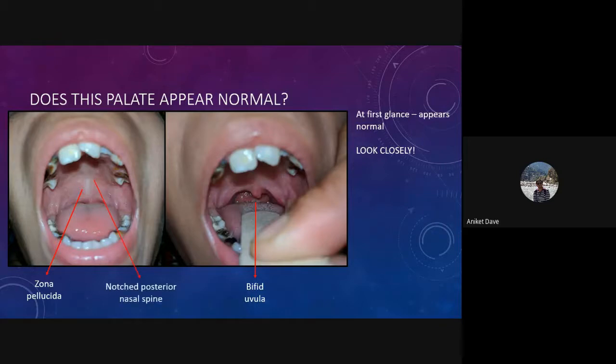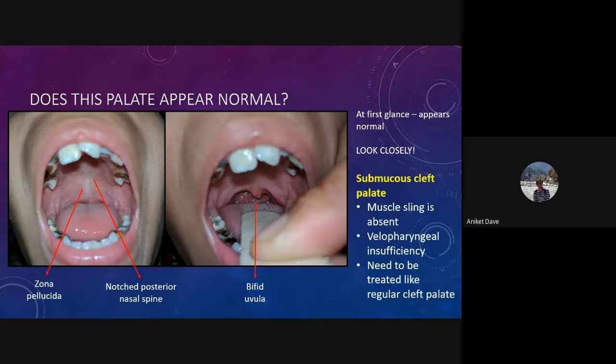When I palpated the palate of this child, I found a notched posterior nasal spine. These are the typical features of the triad of something called the submucous cleft palate. This is a variant of a cleft palate. It's practically a cleft palate in all functional senses, because the muscle sling is absent and the muscles are abnormally inserted, just like a cleft palate. It's just that the mucosa in the midline has fused somewhat, but there is velopharyngeal insufficiency, that is, the function of the soft palate is abnormal, and these also need to be treated just like regular cleft palates.